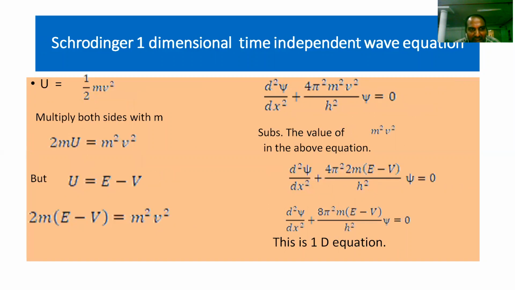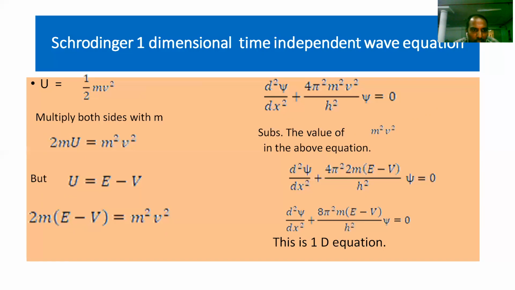And you know the expression for kinetic energy. Why do we have to consider kinetic energy here? Because the particle is moving, therefore only kinetic energy is accountable. Therefore, kinetic energy U can be written as half mv square. Then multiply both sides with m. Therefore, it becomes 2mU equals m square v square.